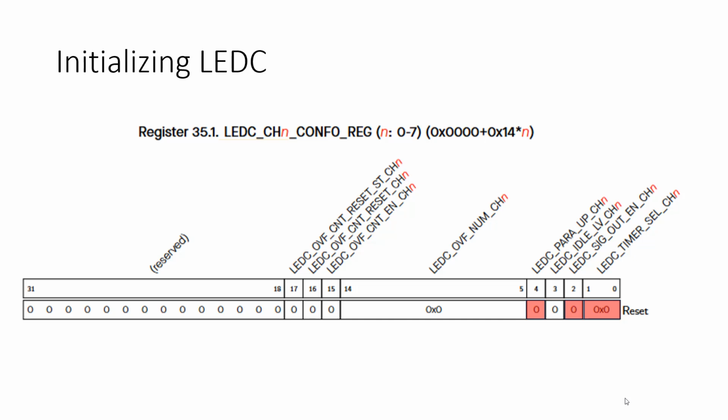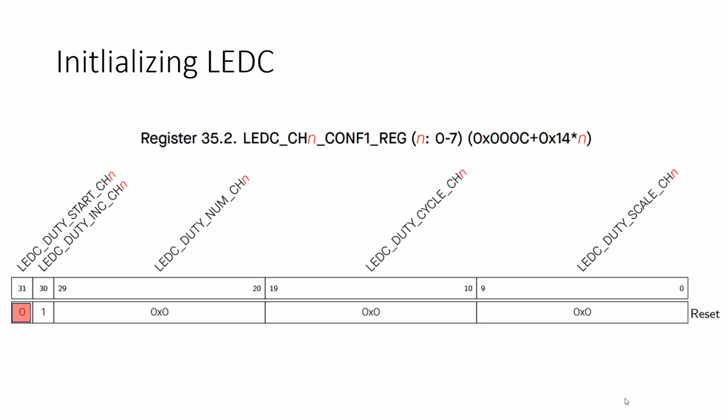This one's signal out enable. That should be set to 1. So that one you definitely want to change. And then again, para up just updates the changes. Okay? All right. And then there is a config 1, finally.